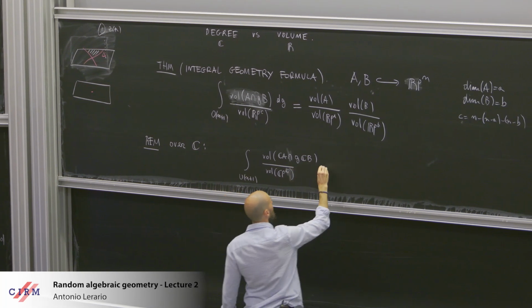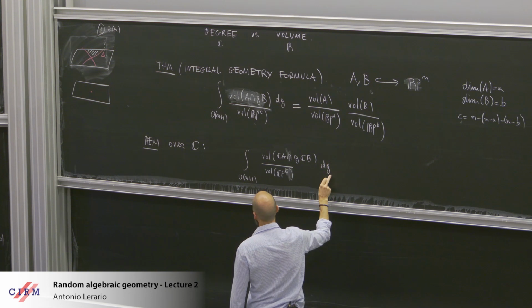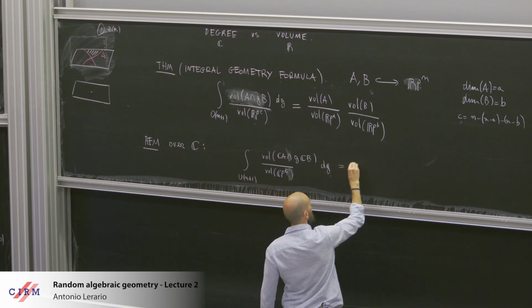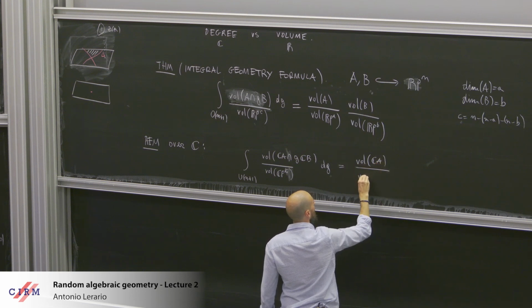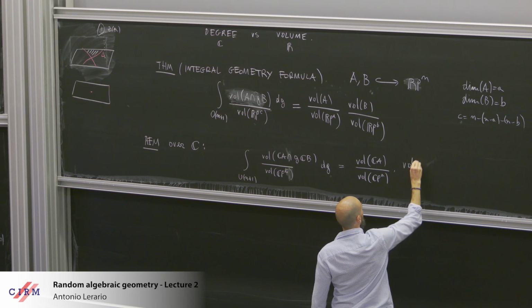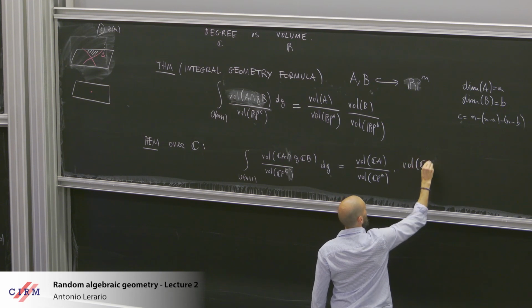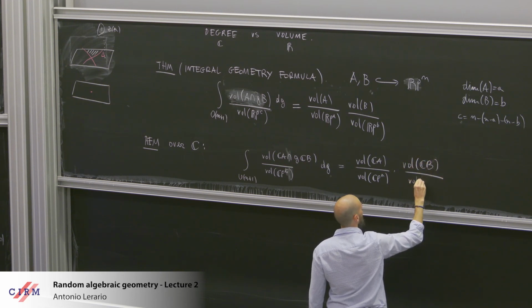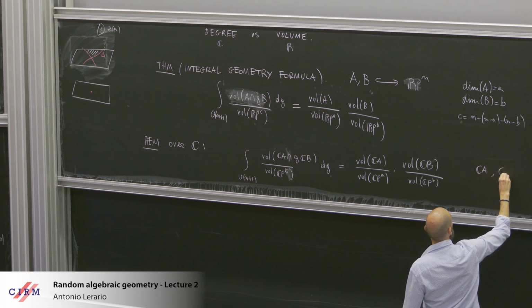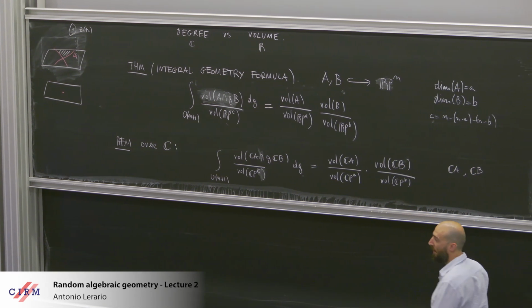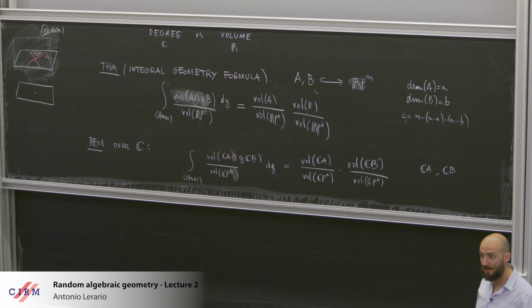dimension C. You integrate with respect to the uniform distribution on the unitary group. You're going to get the volume of these divided by the volume of CPA times the volume of these divided by the volume of CPB, where by CA and CB I just mean complex submanifolds. Okay, that's what I mean.